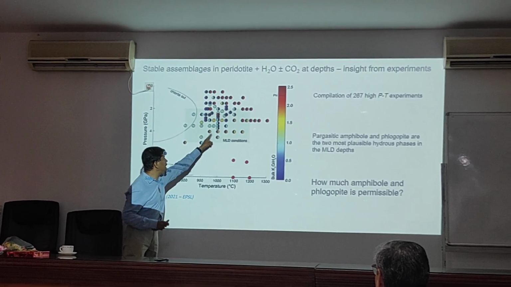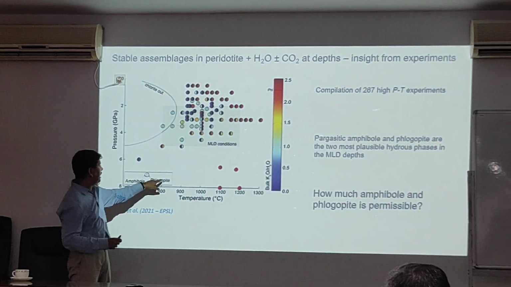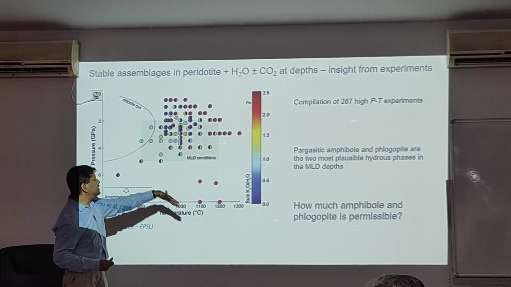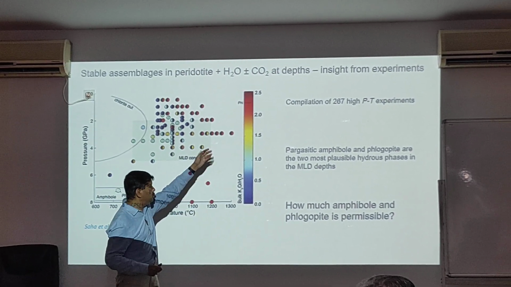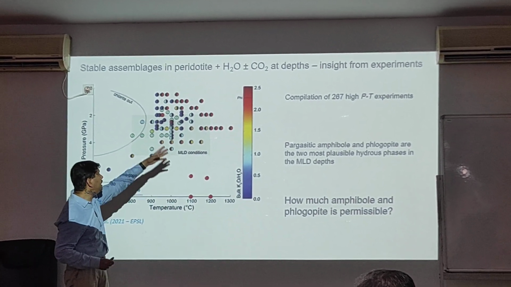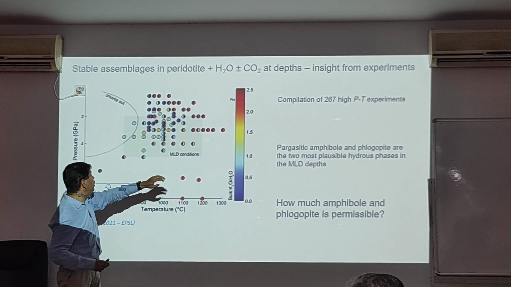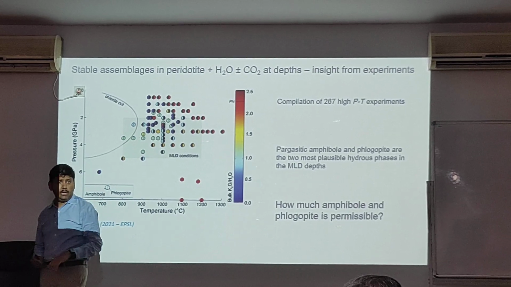If there is no dark side, that means both phases are present, amphibole and phlogopite. And it's color coded with bulk K2O to H2O ratio. So it's very simple. If the bulk K2O to H2O ratio of the system is higher, you tend to have more phlogopite being stable. If the bulk K2O to H2O is relatively lower, you tend to have more amphibole being stabilized.